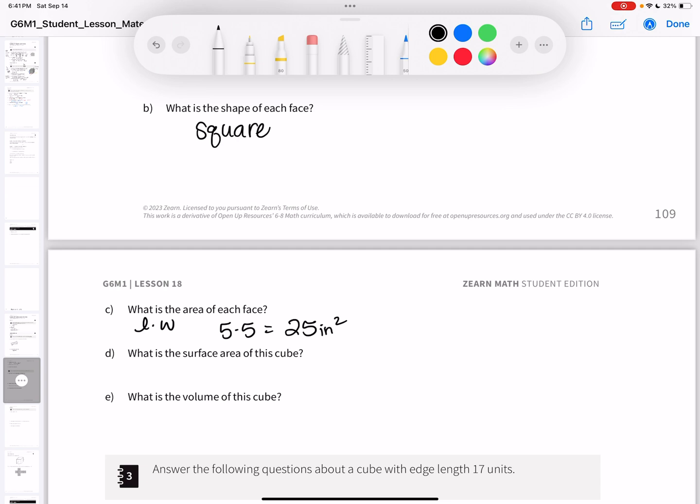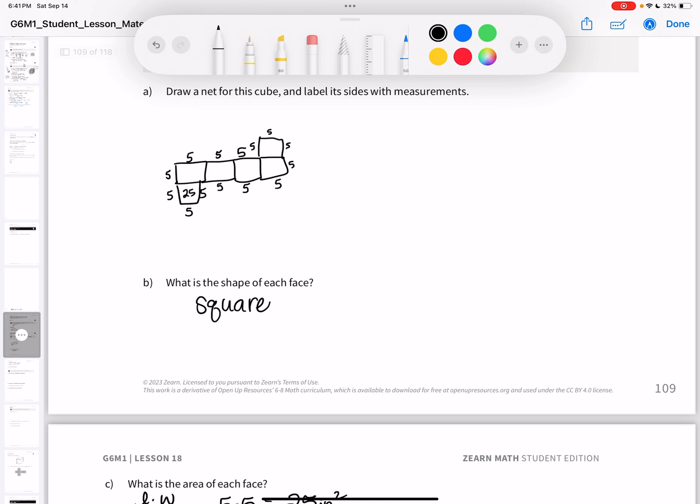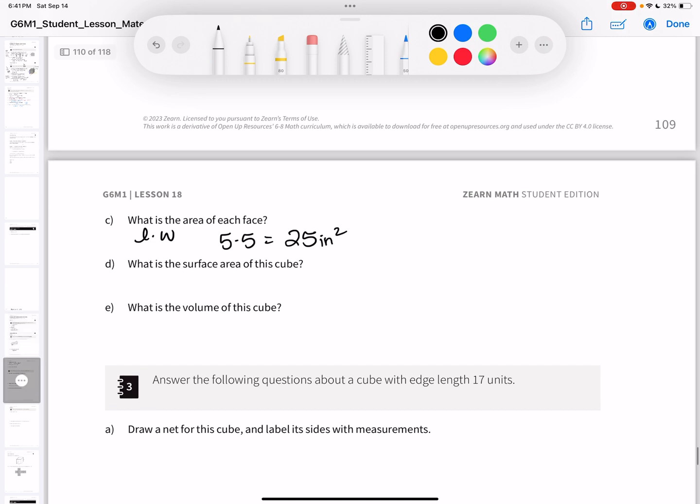And then it says, what is the surface area of the cube? Well, if each square is worth 25 and there are 6 squares, that would be like doing 25 inches squared times 6. So the surface area is 6 times 20, and then 6 times 5. So 6 times 2 is 12, so that's 120, 6 times 20. 6 times 5 is 30, so that's 150 inches squared. That would be our surface area.